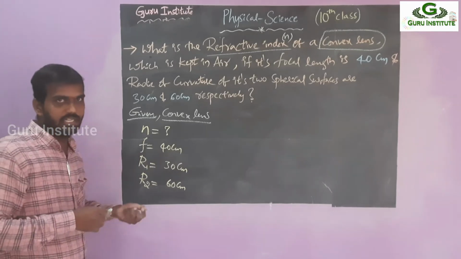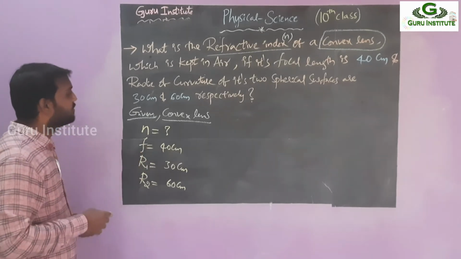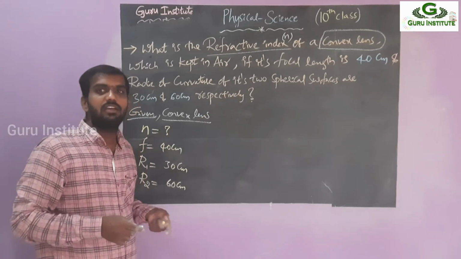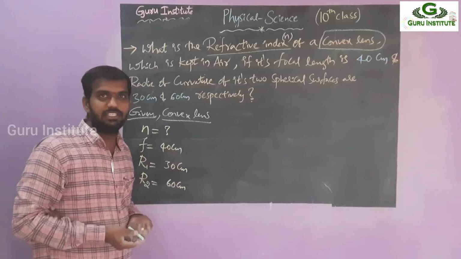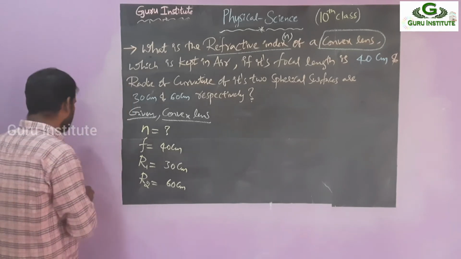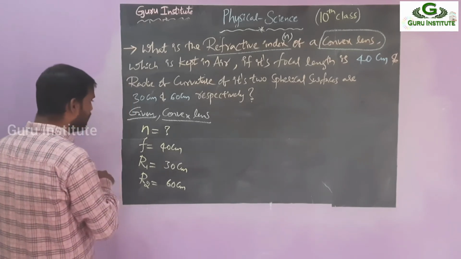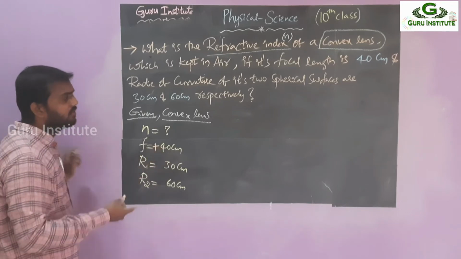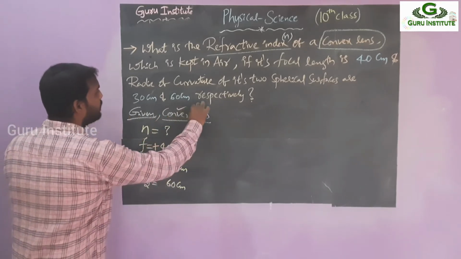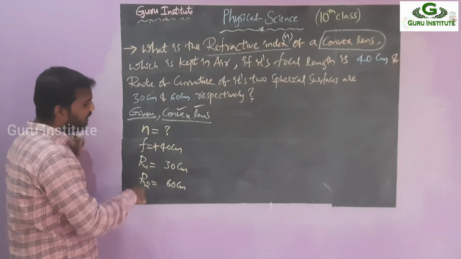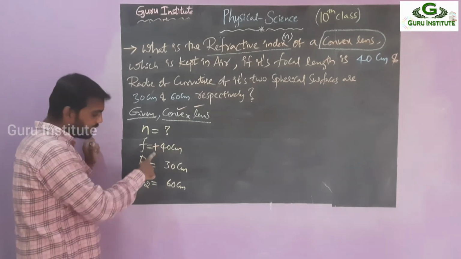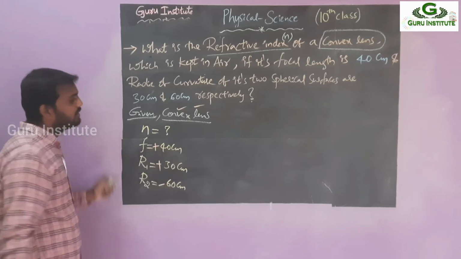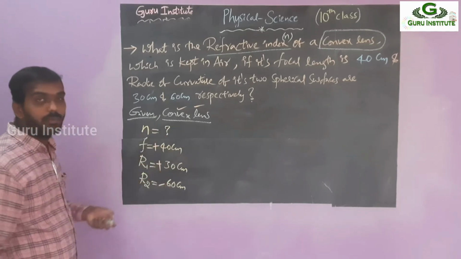For n there is no sign convention. F, this is which lens here? Convex lens, right? A convex lens gives a real image. Real means positive. So that's why you can take f as positive. Next, R1 and R2. R1 is positive, automatically the respective first one is positive, then R2 should be negative.